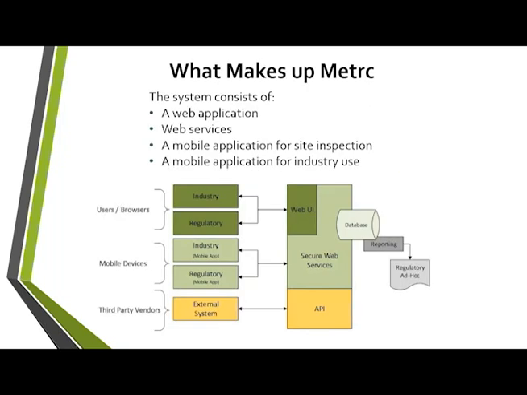So what is Metrc made up of? There are two sides to Metrc: the industry and the regulatory side. We have the mobile application, which goes into the secure web services. Then we have the external transfer system, which is the third-party vendors. So we have the API, the secure web services, and the web UI. Those all go into the database, and then the reporting can be pulled out for the state regulators to use to inform legislative decisions, or also identify any non-compliant behavior or potential criminal activity.